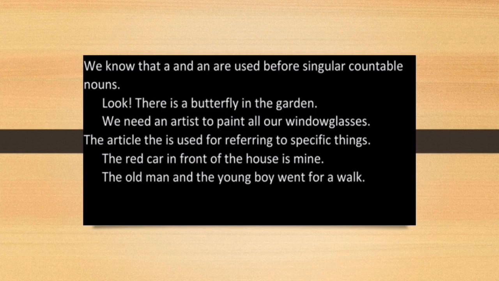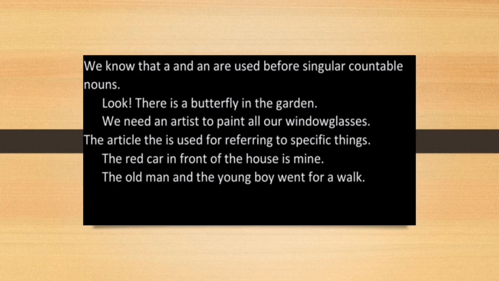Let's take an example. The red car in front of the house is mine. Here, why have we used the? Because we are referring to the red car, the one in front of their house. So the is used because we are not talking about any general car. Which car are we talking about? The car which is in front of the house. That's why we have used the in front of red car, because we are talking about that particular red car.